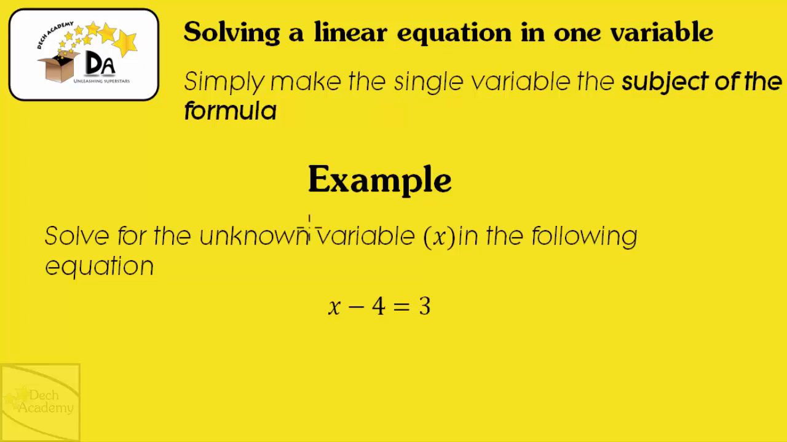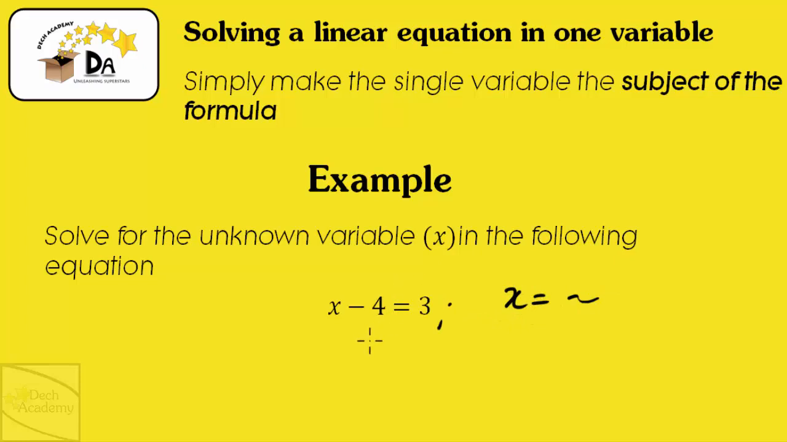So here's an example. It's more like revision now because you already know everything about changing the subject of a formula. Solve for the unknown variable x in the following equation. To solve this equation, you just need to make x the subject of the formula. When you make x the subject, you can then say x is equal to something, because the question says solve for the unknown variable. We want to know what value the unknown variable takes.